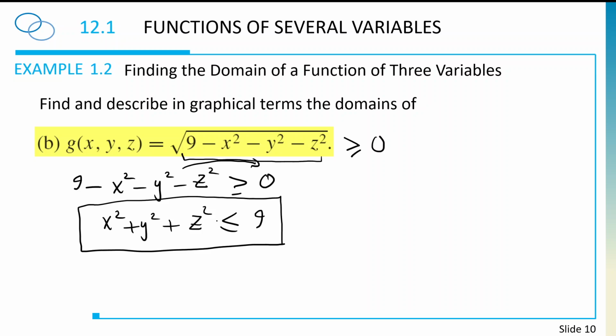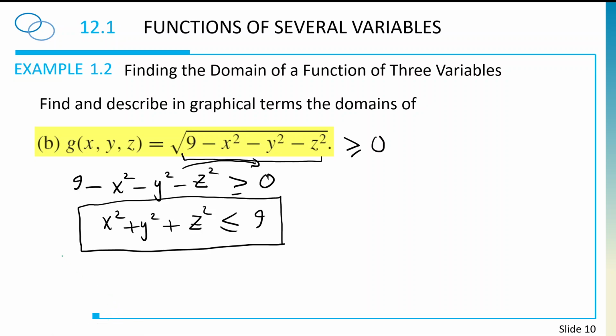Now, what does this equation remind you of? It has three variables, x squared, y squared, z squared, equal to 9, let's say, if it's equal. This is the equation of a sphere, right? This is a sphere equation with center 0, 0, 0, the origin, and radius equal to 3. Then what should be the domain in this case? So I can describe the domain as the sphere.